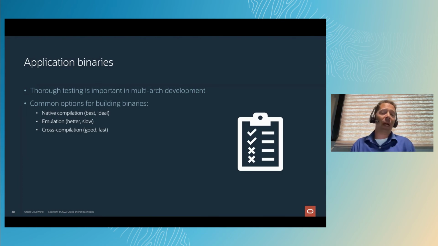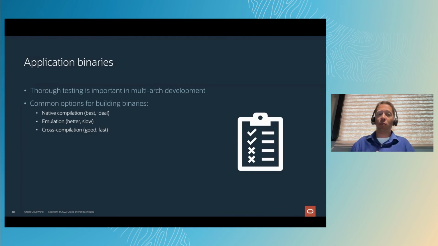When we look at building binaries, we have different techniques. We have native compilation, which is the best and ideal. So get an A1 instance, get it configured exactly like what your production or deployment environment is going to be, a supported environment, and build away, compile, build it.